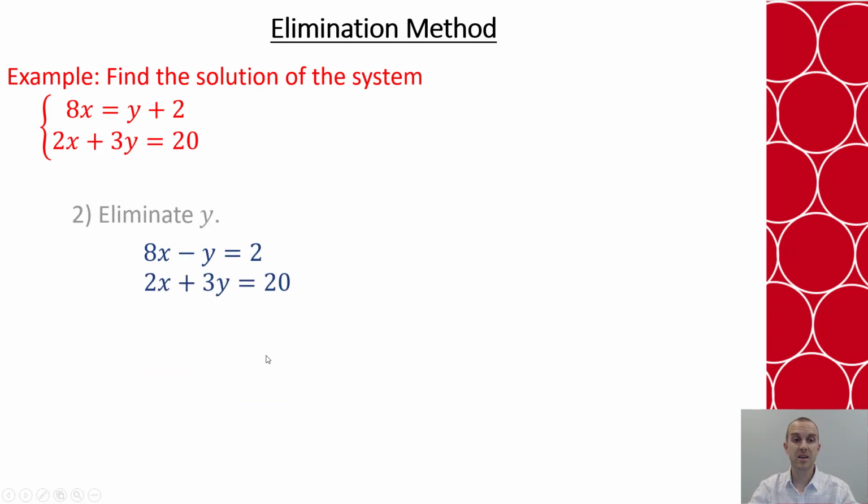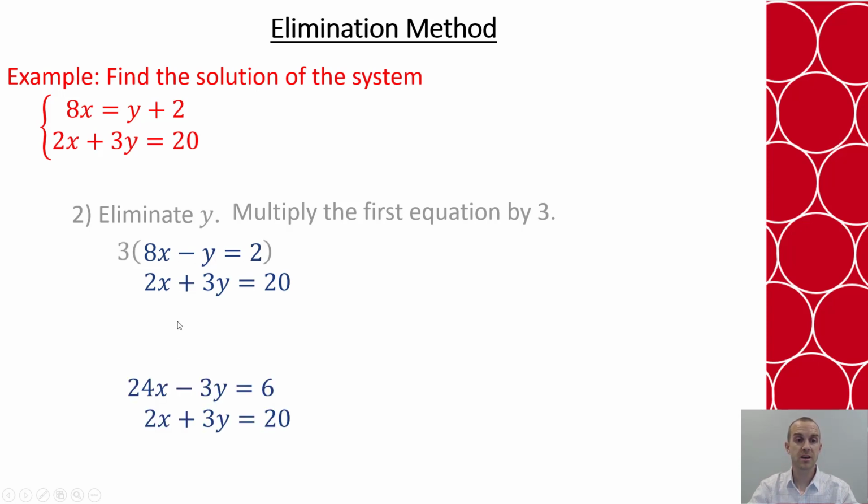Then I want to look at and say, well, what variable to eliminate? I'm going to eliminate y because that's very easy to multiply to get so that they can be eliminated, because what I would have to do here is multiply by 3. So I'm going to multiply my first equation by 3, and what that will produce is 24x minus 3y equals 6. This is the same equation because all terms were multiplied by the same value.